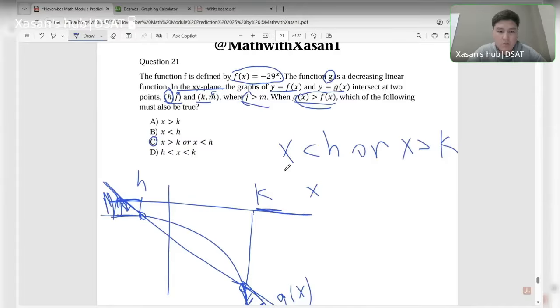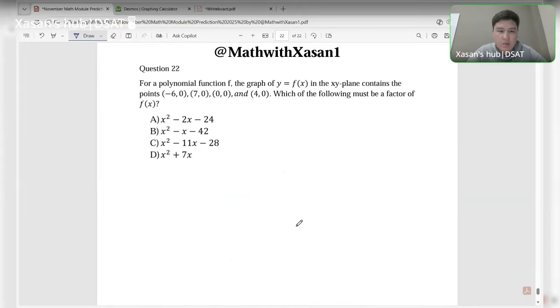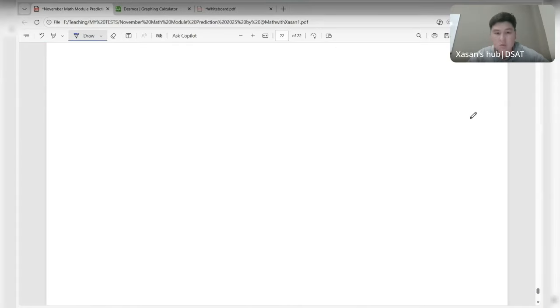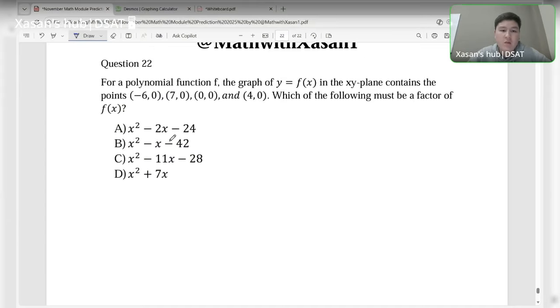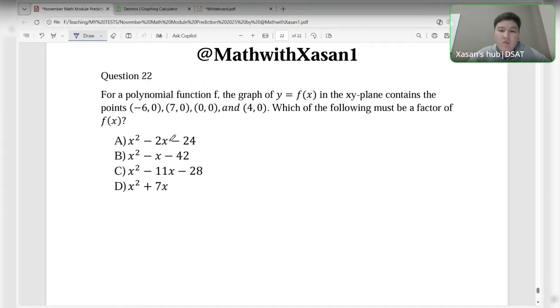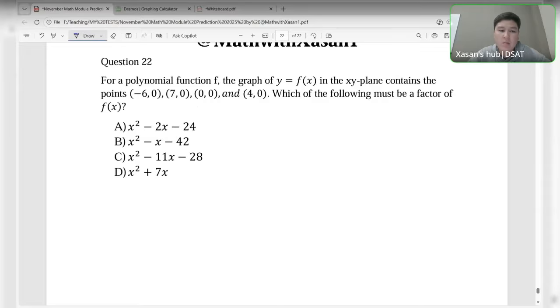So, yeah guys, Question 22, the final one. Let's do it. For the polynomial function f, the graph of y equals f of x in the xy plane contains the points (-6, 0), (7, 0), (0, 0), and (4, 0). Guys, they are all what? They are x-intercepts of the function, because the y coordinates are 0. Which of the following must be a factor of f of x?